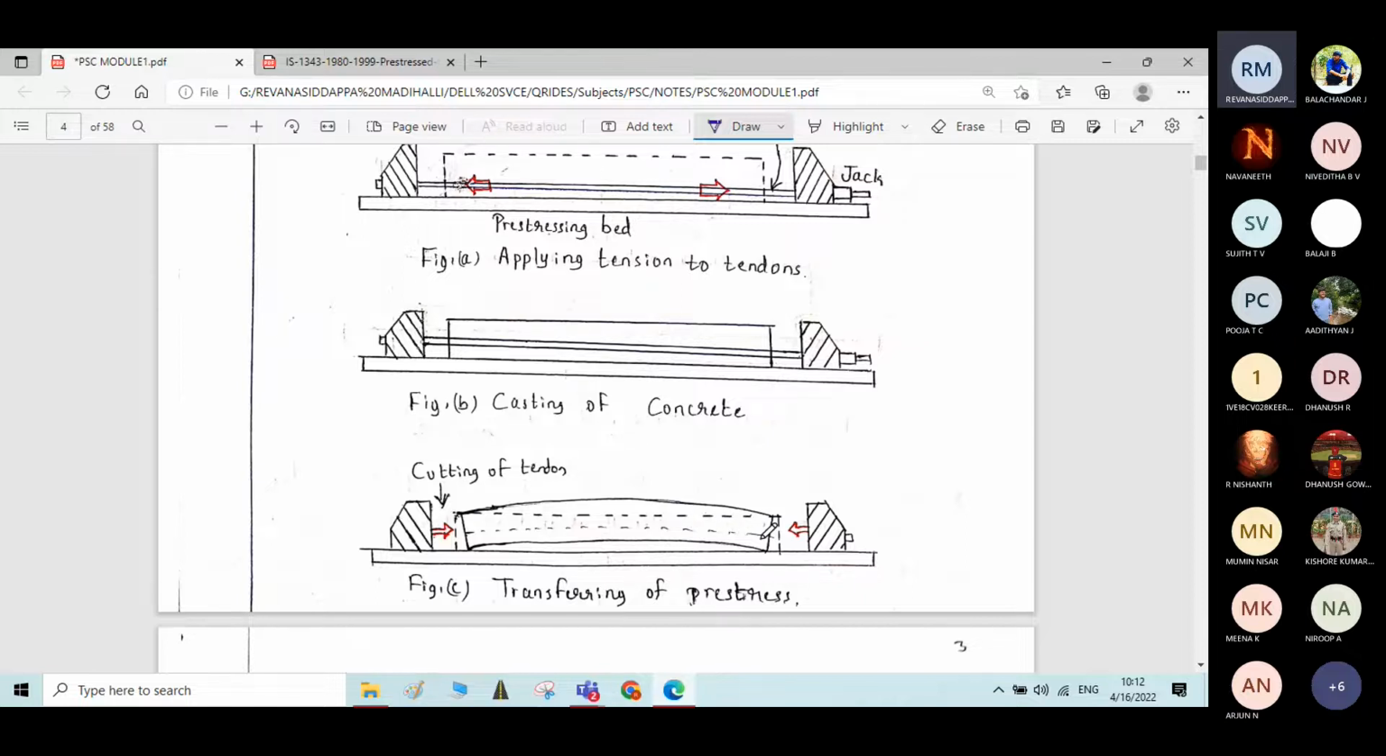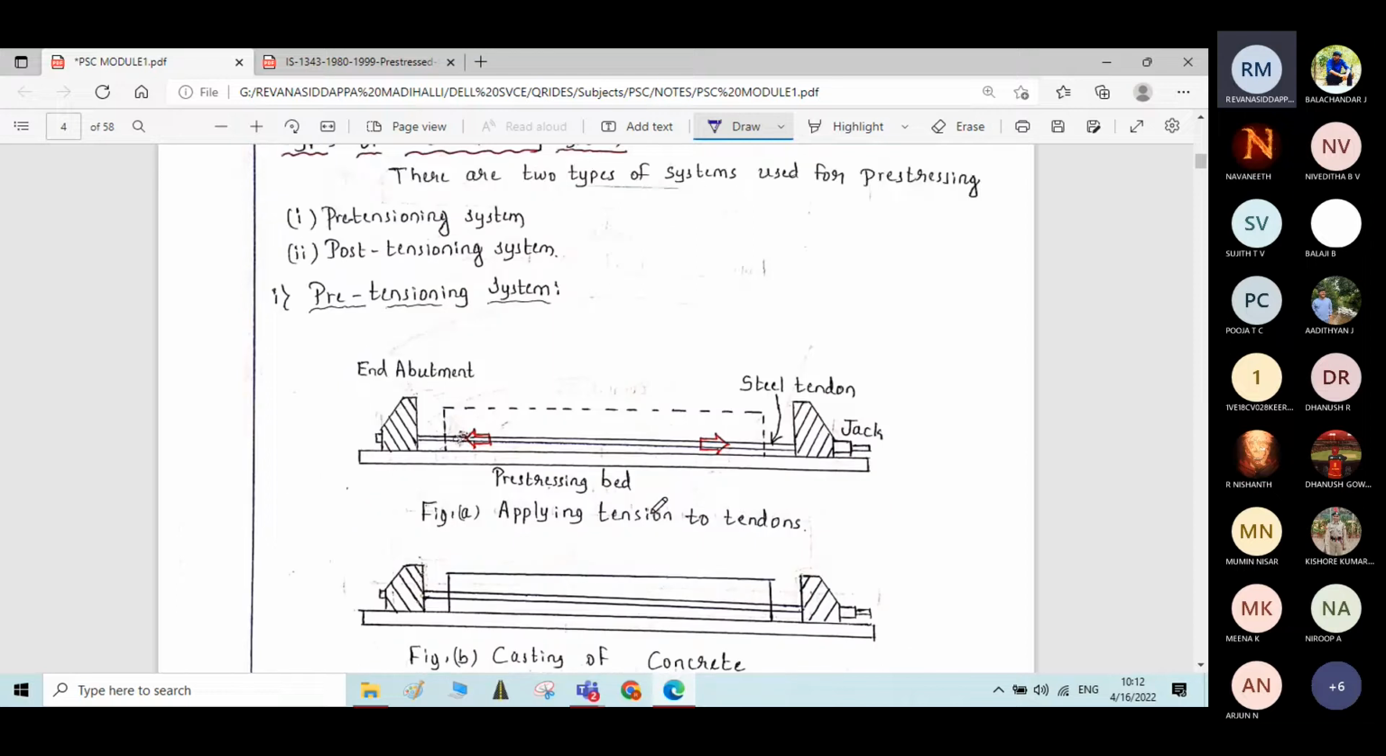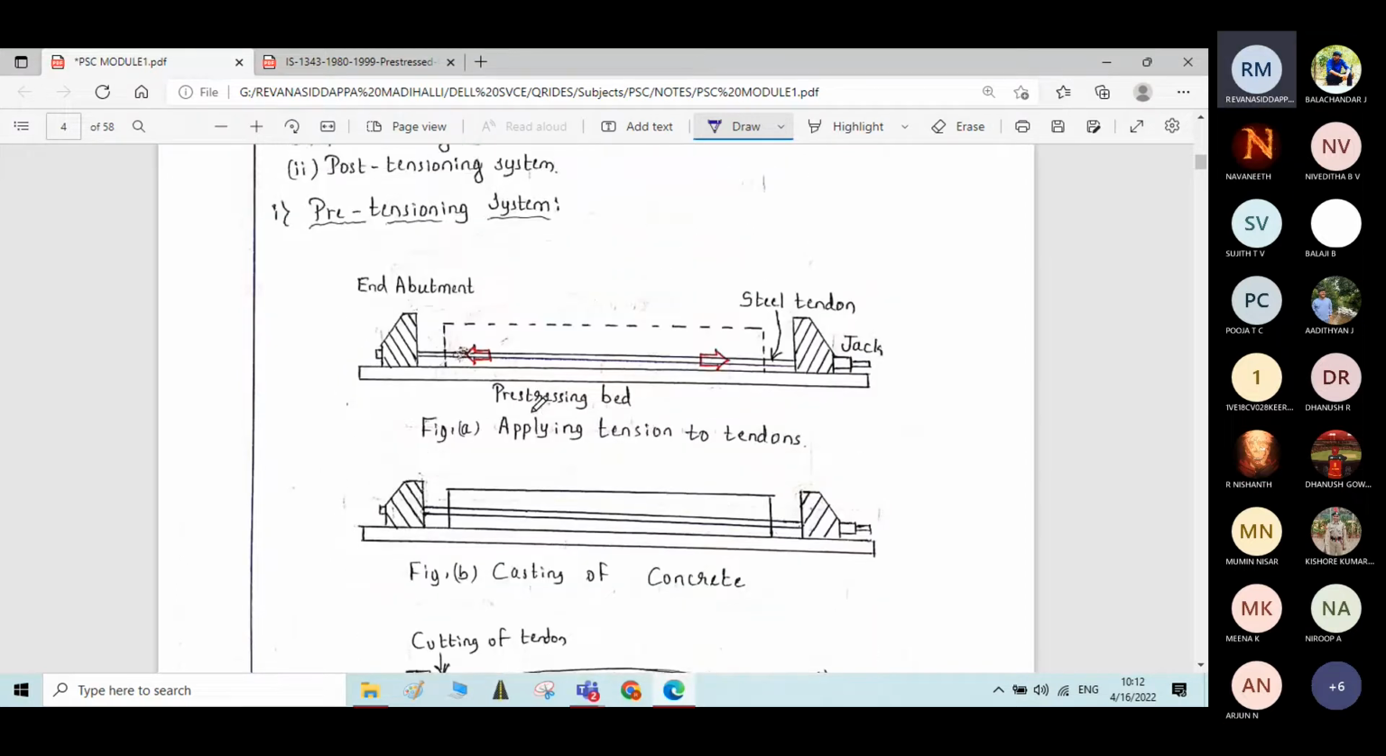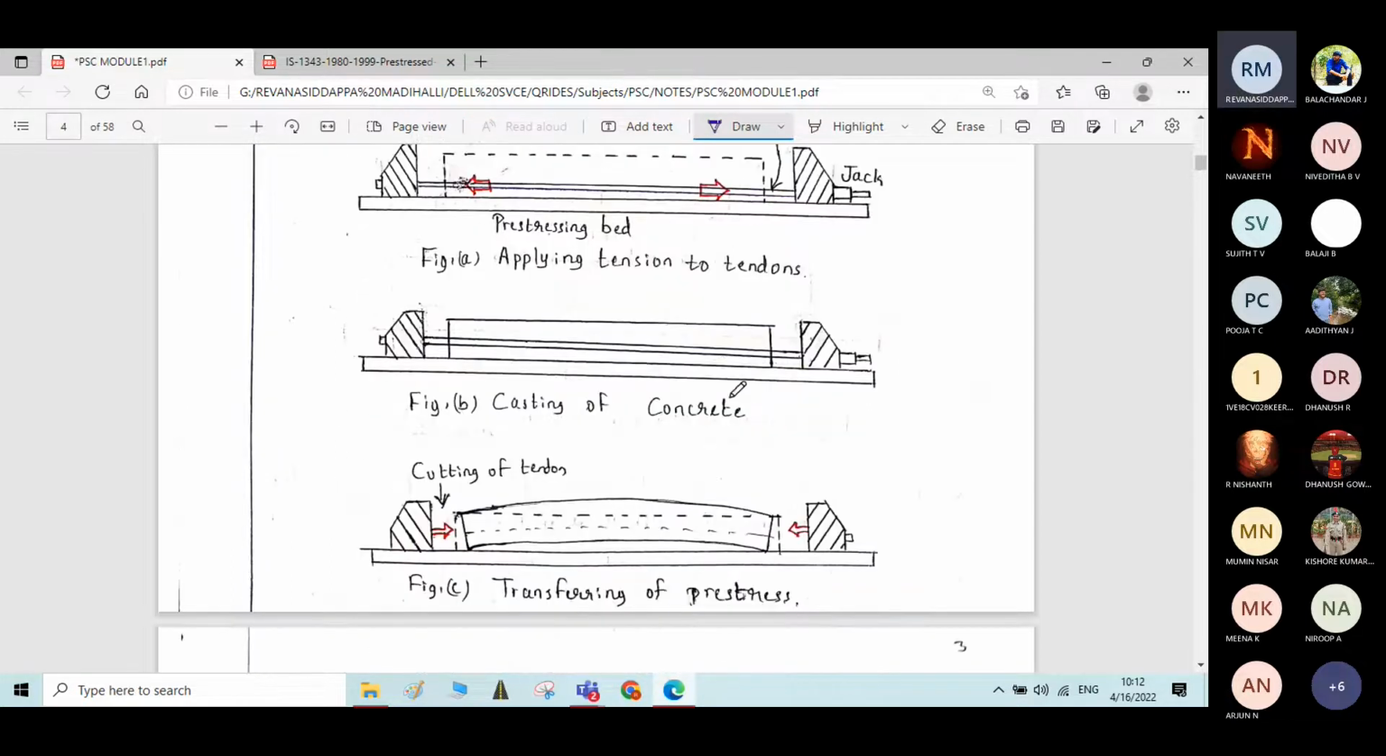Okay, the pre-stressing will be done. Okay, the pre-stressing process will take place through the bonding between the hardened concrete and the tendons. Okay, in this way, the transfer of pre-stresses will be done. Okay, so I'll explain once again. In case of pre-tensioning system, the tendons or the cables will be stretched through the jack. Then concrete will be poured into the mold. Then it is allowed to get hardened for a minimum of 20 days.